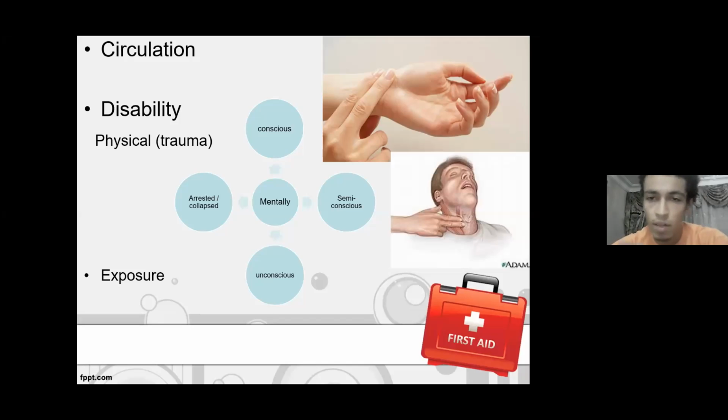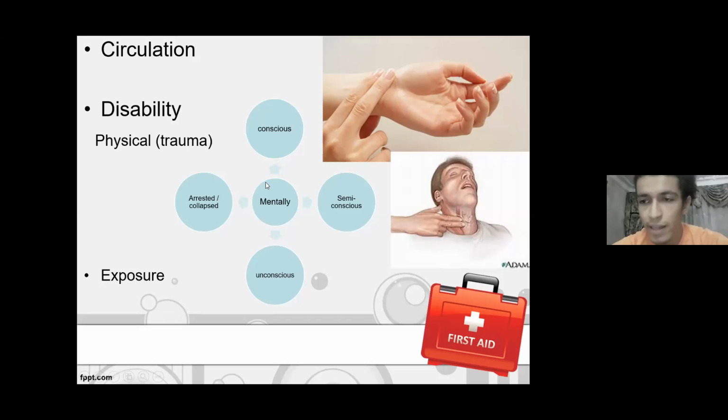Third thing, after airway, breathing, circulation, we'll go to the disability. Disability can be physical, like a trauma, like if he has a fracture, wounds, or any physical trauma, or mental. If anyone is writing anything in the chat, I will check it after I finish this topic, okay? Mentally, I can see if he is conscious, semi-conscious, unconscious, or arrested or collapsed.